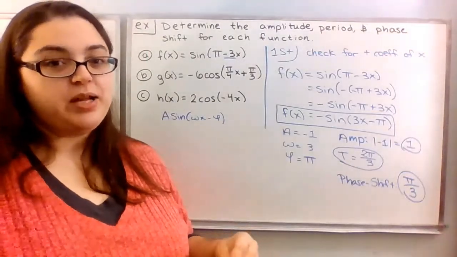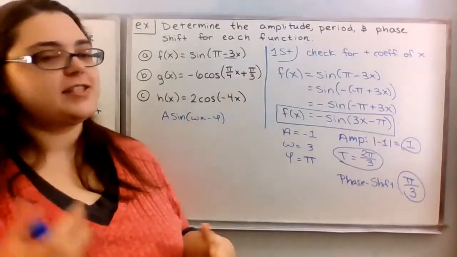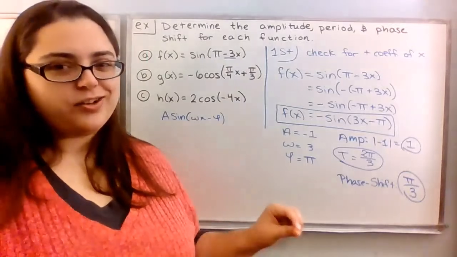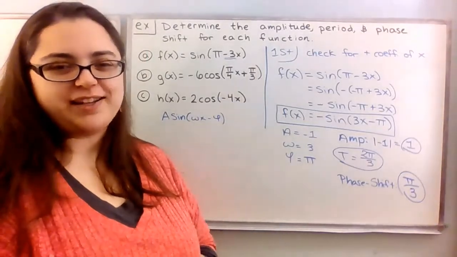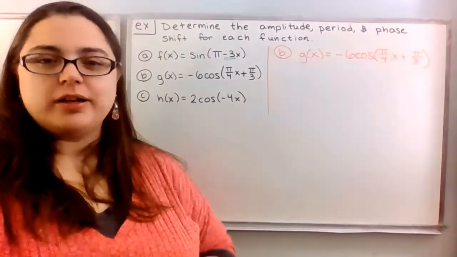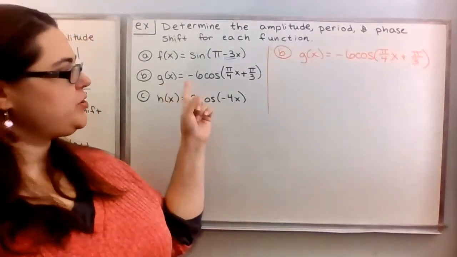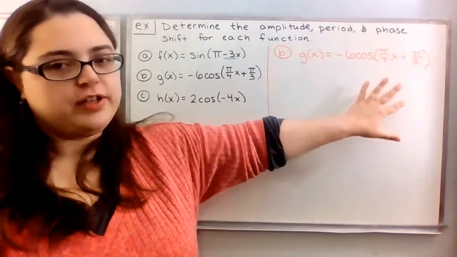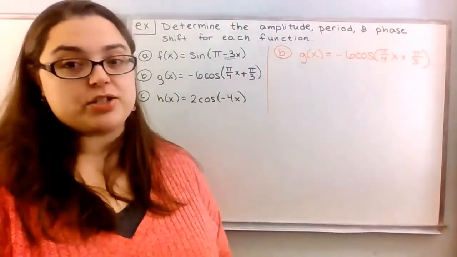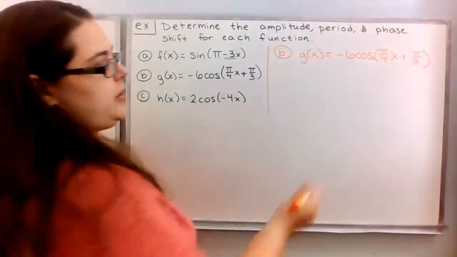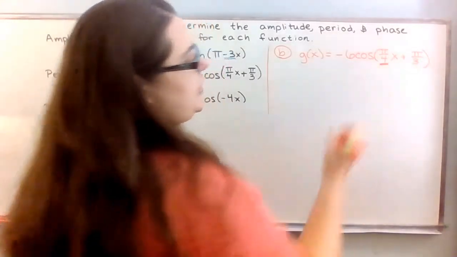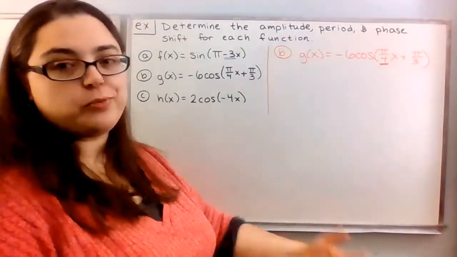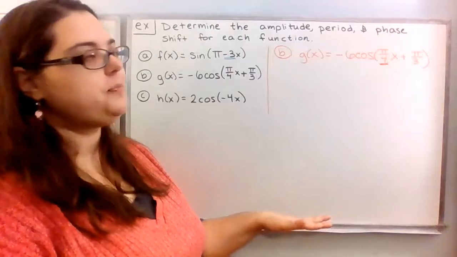If you want to try part B on your own first and then see how you do, you can pause the video and work through it. But if you're like, I need another example to feel solid on this, we can work through part B together. For part B, we have g of x is equal to -6 cosine of pi/4 x plus pi/3. I've rewritten that over here. We're going to do our first check to make sure the coefficient of x is positive. When I look at the coefficient of x, this time it's a positive pi/4. So we're going to get a positive omega. We don't have to worry about those even odd properties for this one.